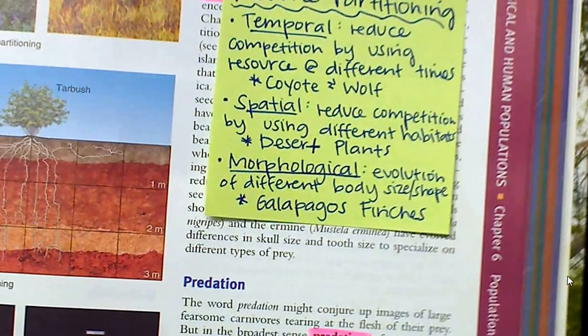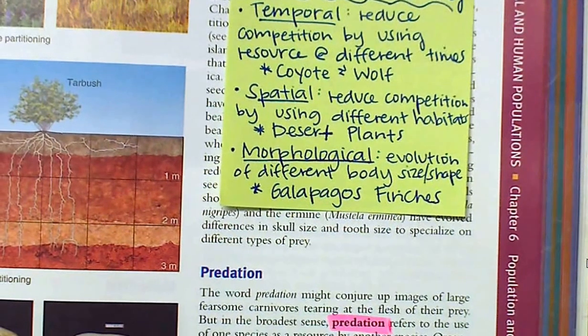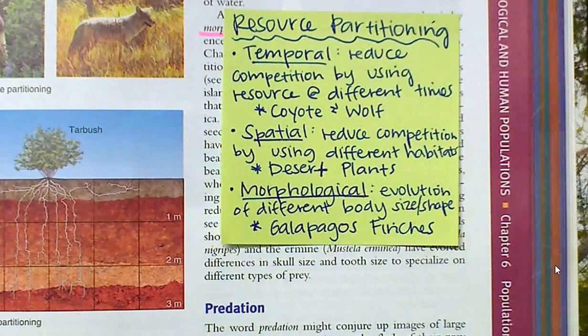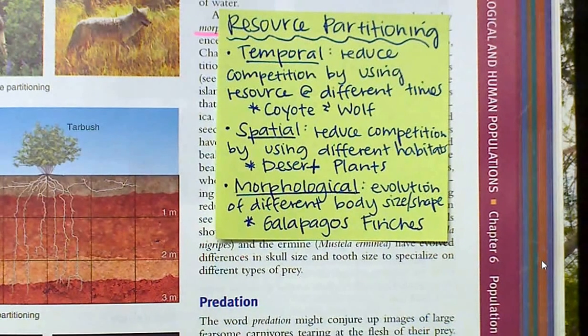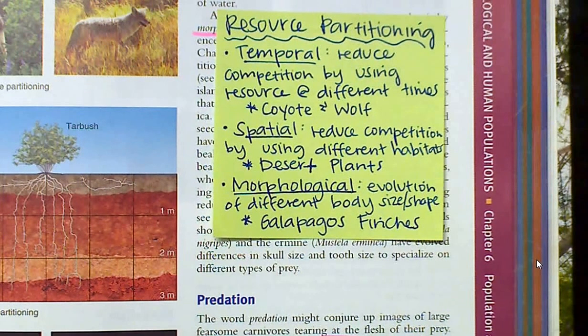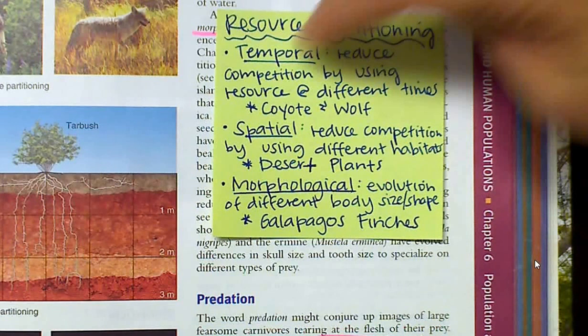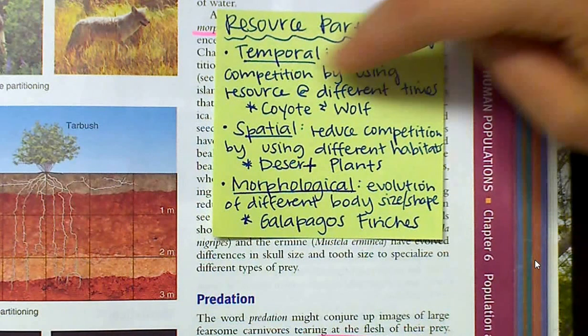Now, there are a couple of different ways that organisms in different environments do this thing called resource partitioning. First is going to be temporal, and it's not temperature, it's actually time. Like tempo, if you're into music, tempo is beats, usually per minute. Temporal is going to be reducing competition by using a resource at different times.